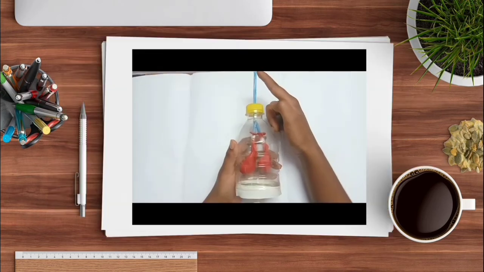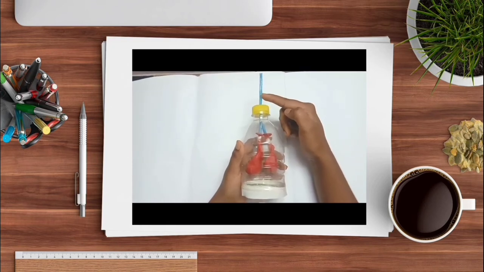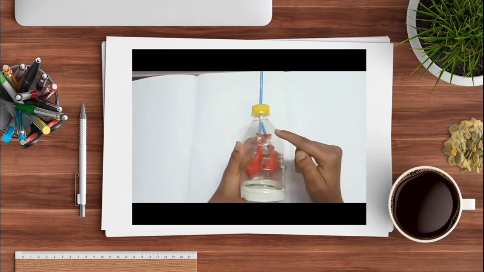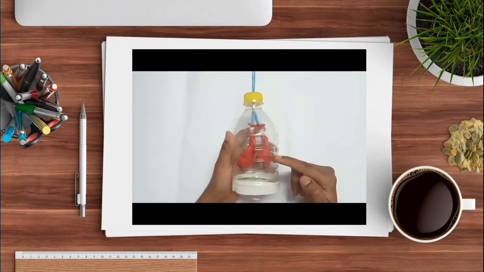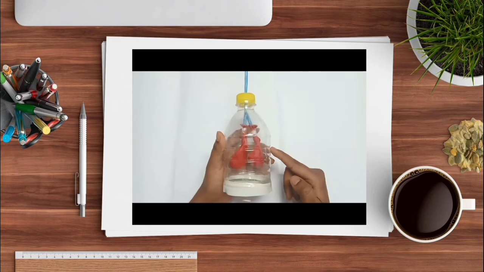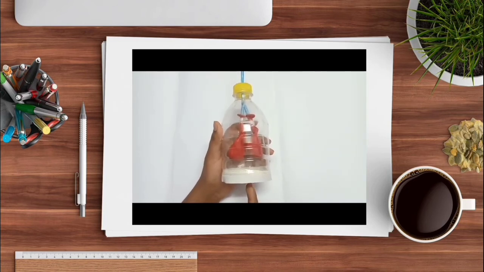The opening of the straw outside the bottle acts as the nostril. The straw acts as the trachea and the branches as bronchi. The balloon at the end of the straw acts as lungs. The bottle serves as the chest, and the rubber sheet at the bottom of the bottle is the diaphragm.